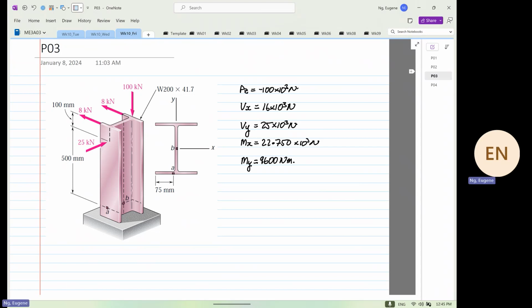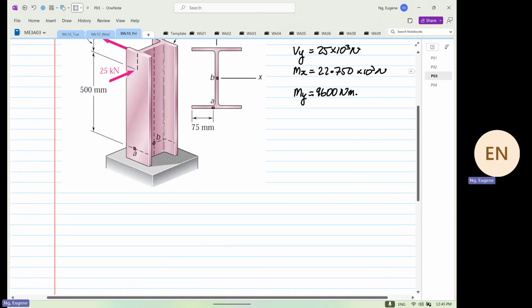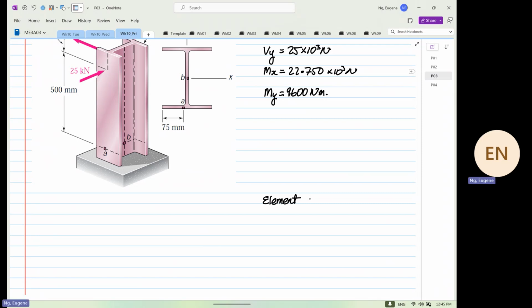So now let's focus on the normal stresses. Let's focus on element A first. Let's consider our element A. So the first thing we're going to do is focus on the normal stresses.